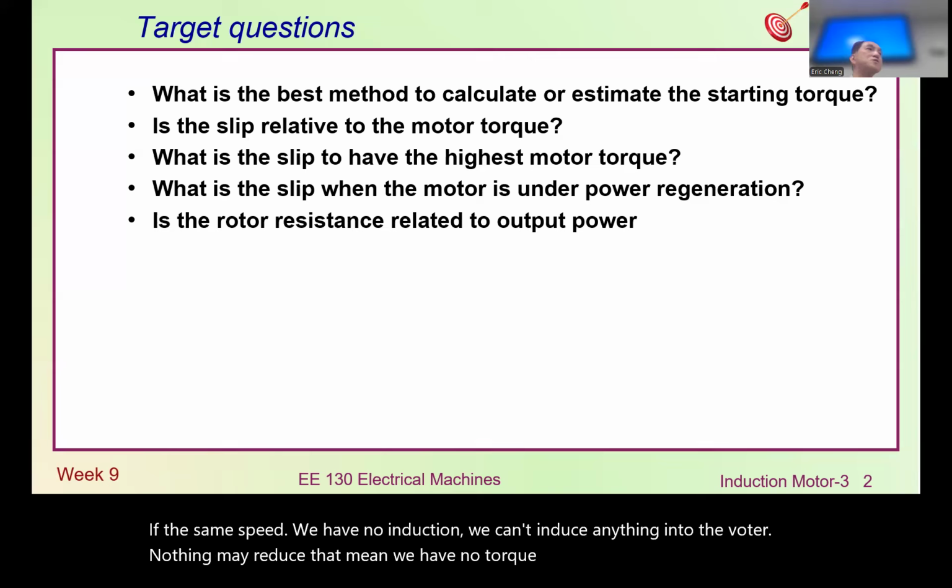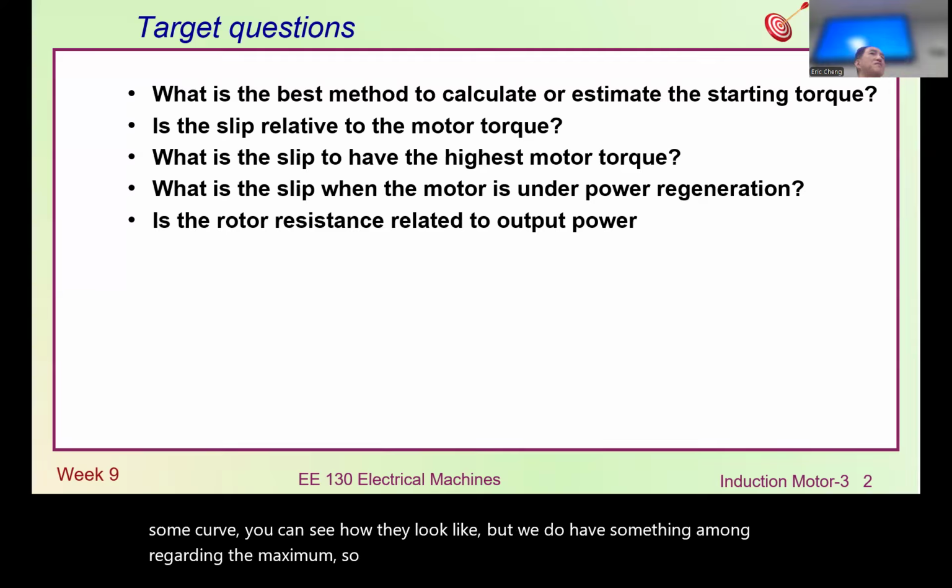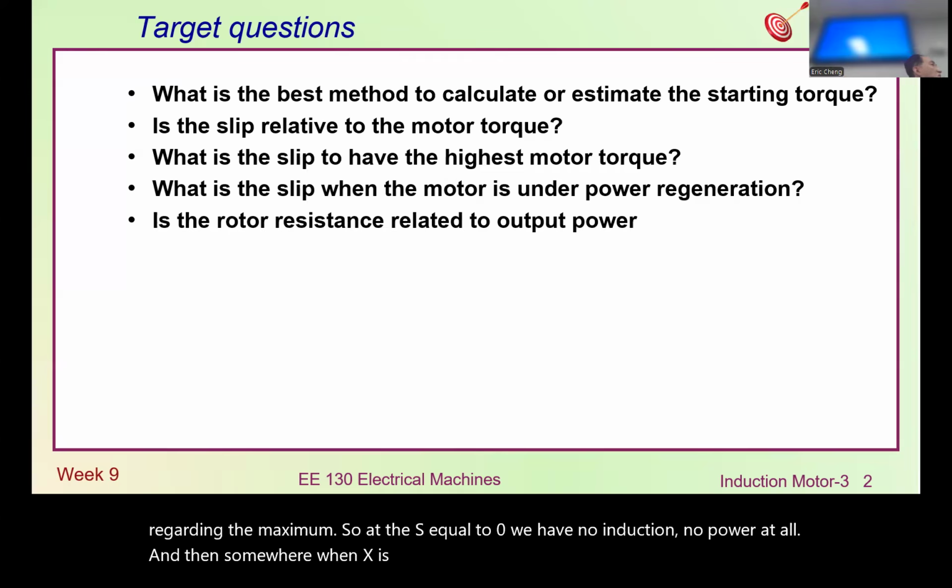Later on, we will show you some curve. You can see how they look like. But we do have something regarding the maximum. So at S equal to 0, we have no induction, no power at all. And then somewhere when S is not equal to 0, we have maximum power, we get a certain power. So that's what we're trying to understand more about.